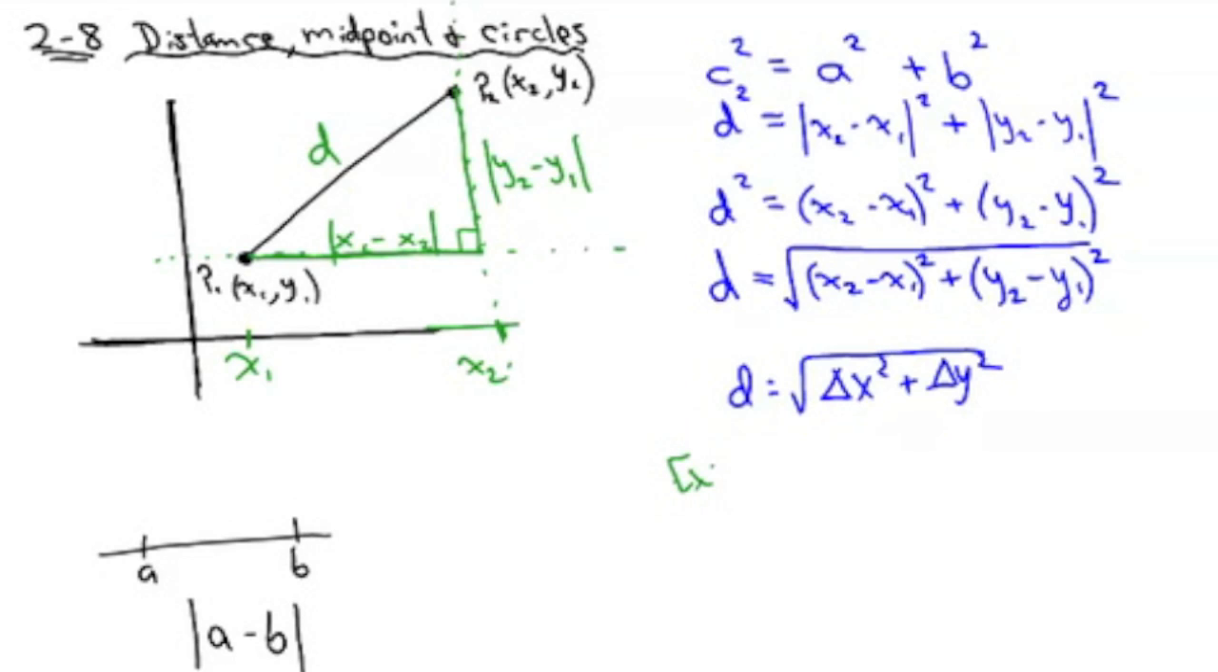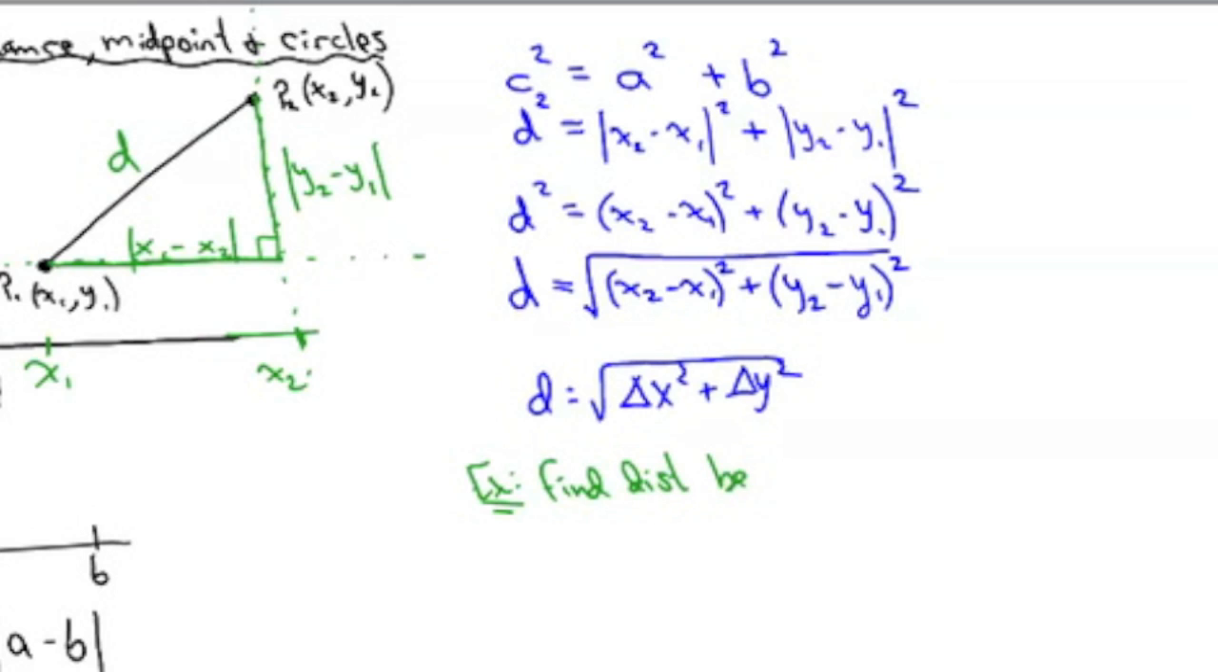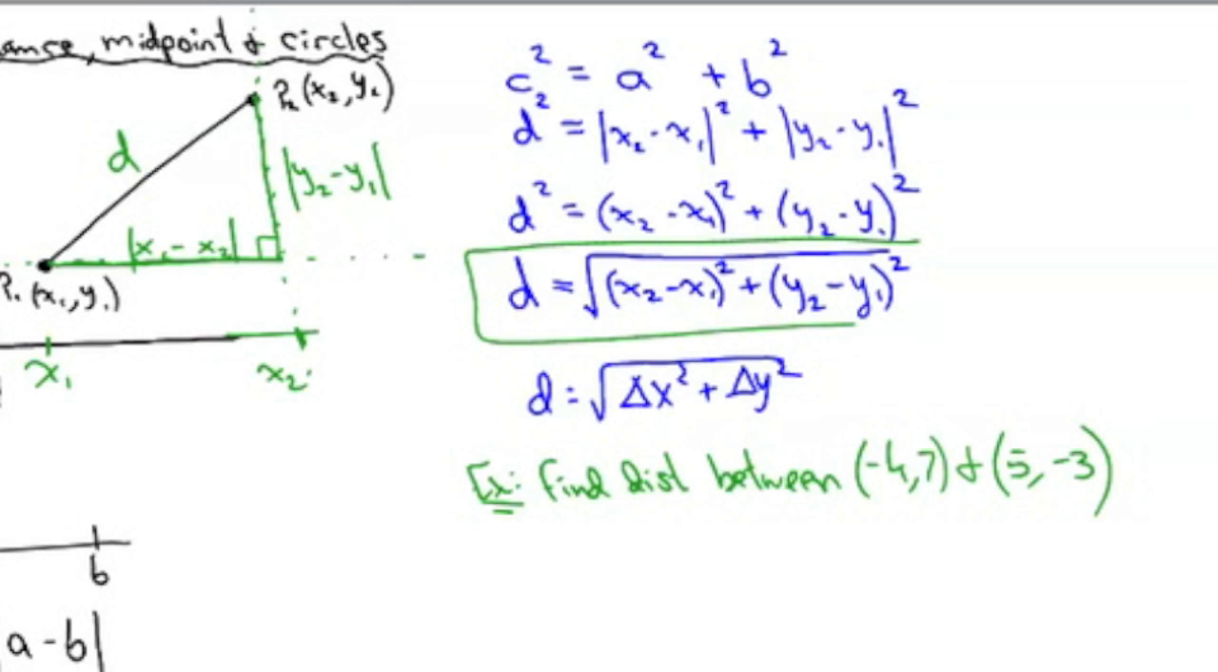For example, find the distance between (-4, 7) and (5, -3). Just make up numbers. If you're comfortable with this formula, just plug the numbers into it. Be really careful of negatives, especially next to that minus. If you're using the second formula, I highly suggest you find change in x first and change in y first, and then just plug those values into the formula.